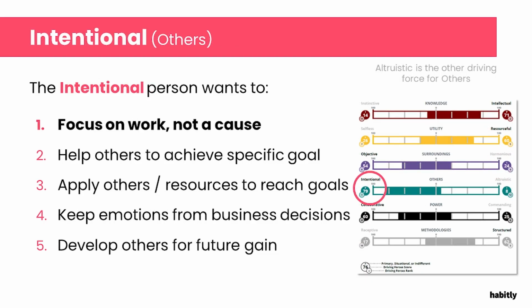Now, when we talk about social, it's not social butterfly. As a value, we're talking about people who are socials on one end of the spectrum. What used to be the low is called intentional. So these people focus on work, not a cause, and they help others to achieve specific goals, and they keep emotions from business decisions, and they develop others kind of for future gain that will impact them also.